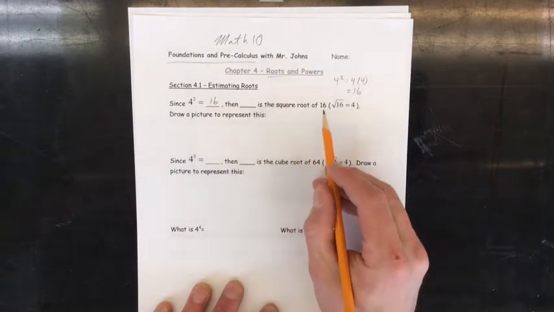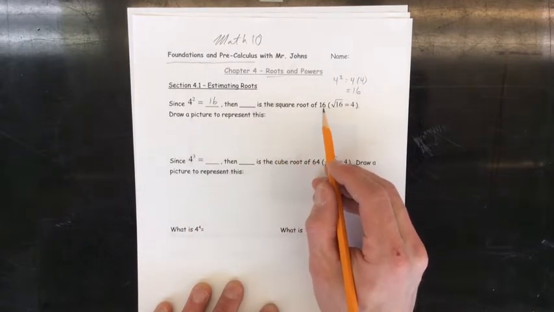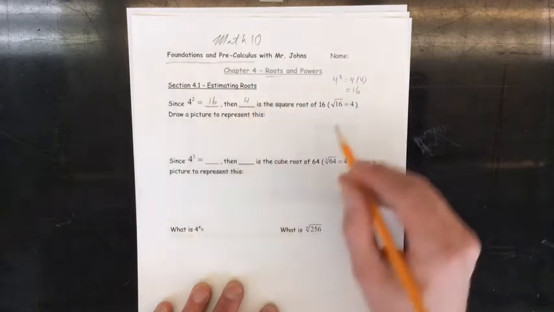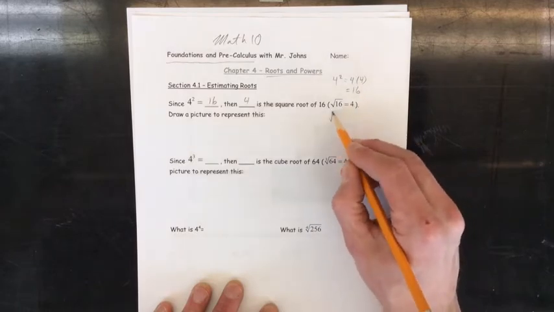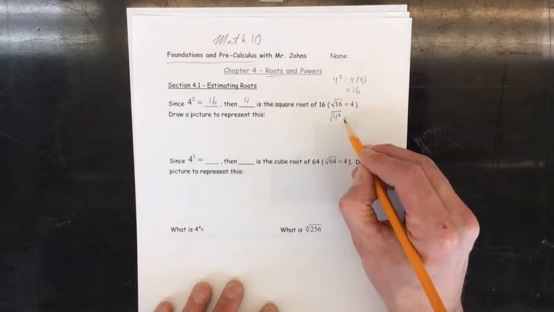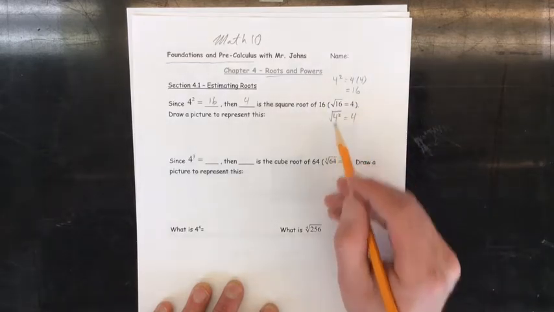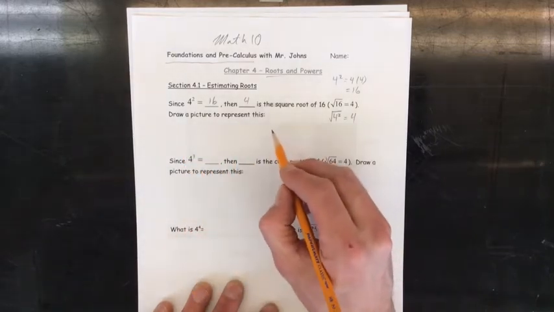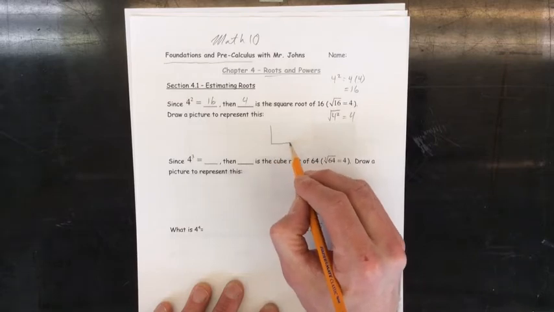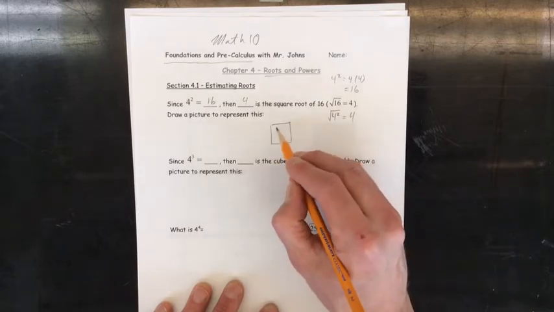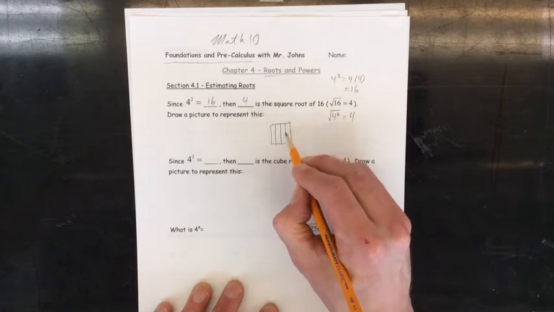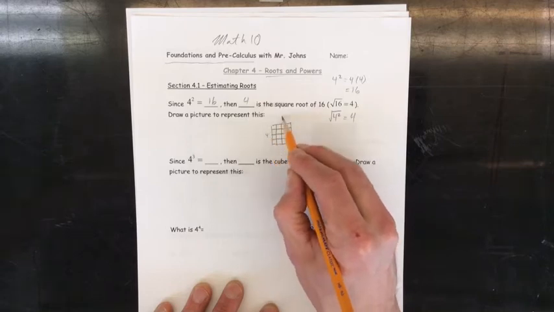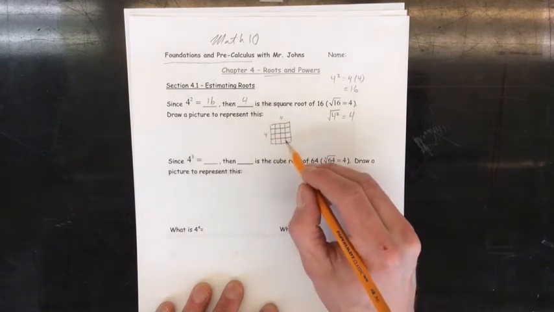So then blank is the square root of 16. So the square root of 16 is what value multiplied by itself will give us 16, and this is 4. So the square root of 16 is equal to 4, or the square root of 4 squared is also equal to 4. So square root and squared are inverse operations. Let's draw a picture to represent this. If I draw a square with sides 4 long, 4 by 4, the area of the square is 16 units.